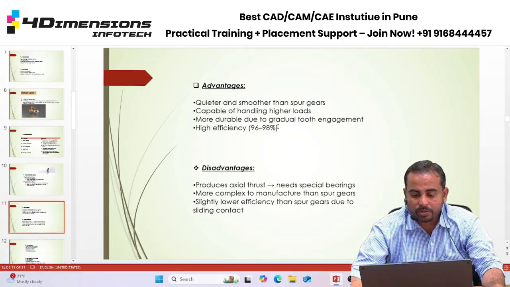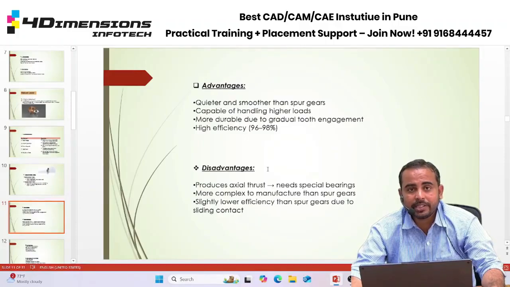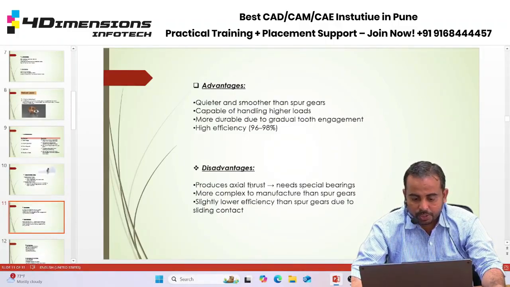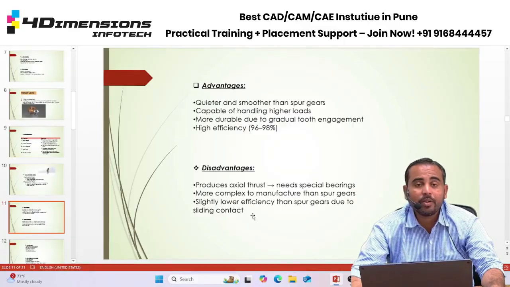Capable of handling high loads. More durable due to gradual tooth engagement. High efficiency, still 96% to 98%, but still low as compared to spur gears. Talking about disadvantages, there are certain disadvantages also here. It produces axial thrust, needs special bearing types, is more complex to manufacture than spur gears, and has slightly lower efficiency than spur gears due to sliding contact.